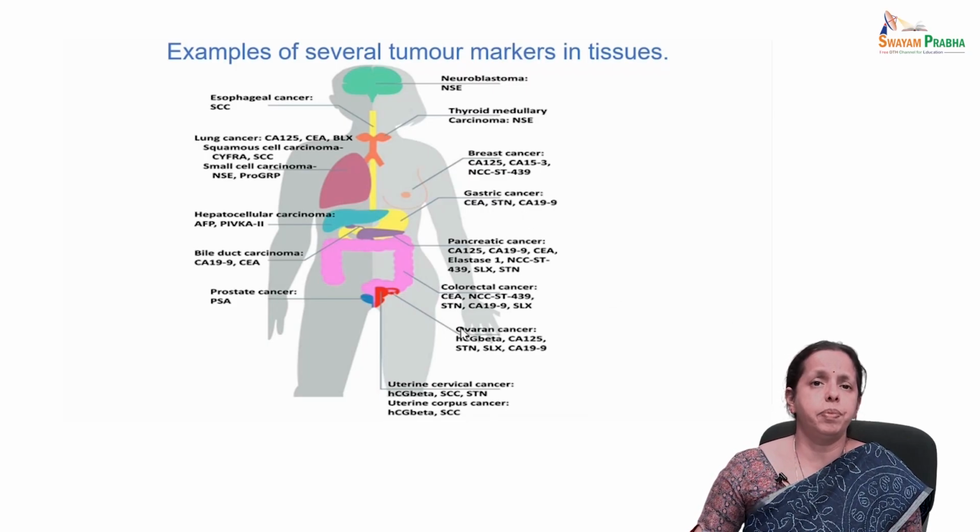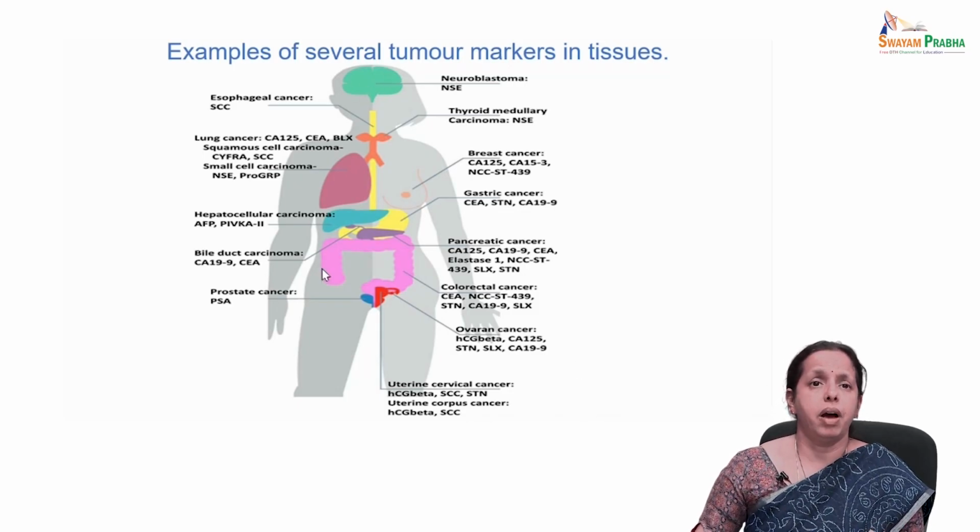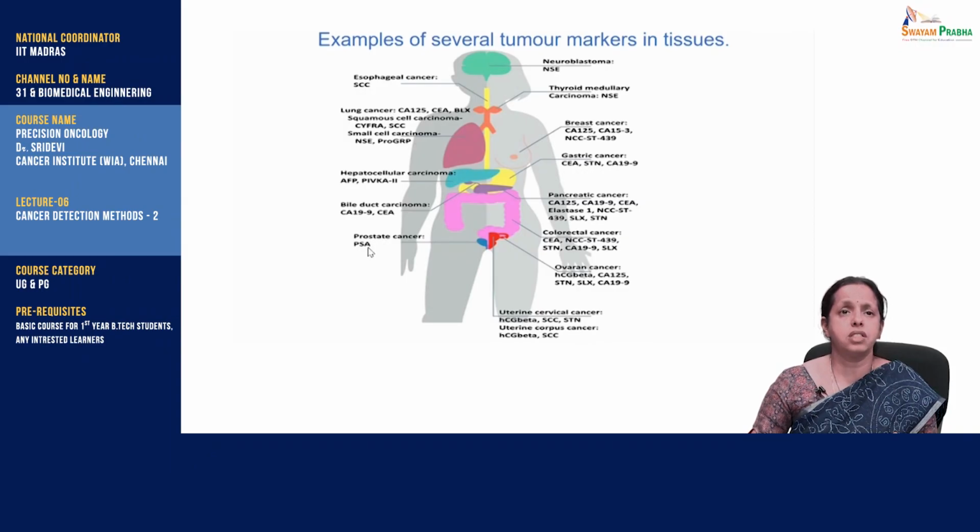You have different particular markers associated with different cancers. For example, in neuroblastoma, you have the NSE. So we really know now that there are several tumor specific markers. For example, your prostate cancer has your PSA here. This is all very much about the tumor specific markers in the particular tissues.